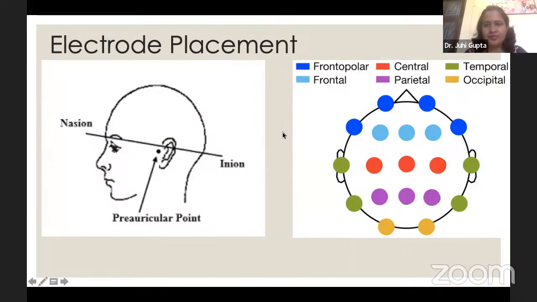Let me tell you in simpler terms. You have these two reference marks, the nasion and inion, and you have the preauricular point. And then you calculate the distance and place it.